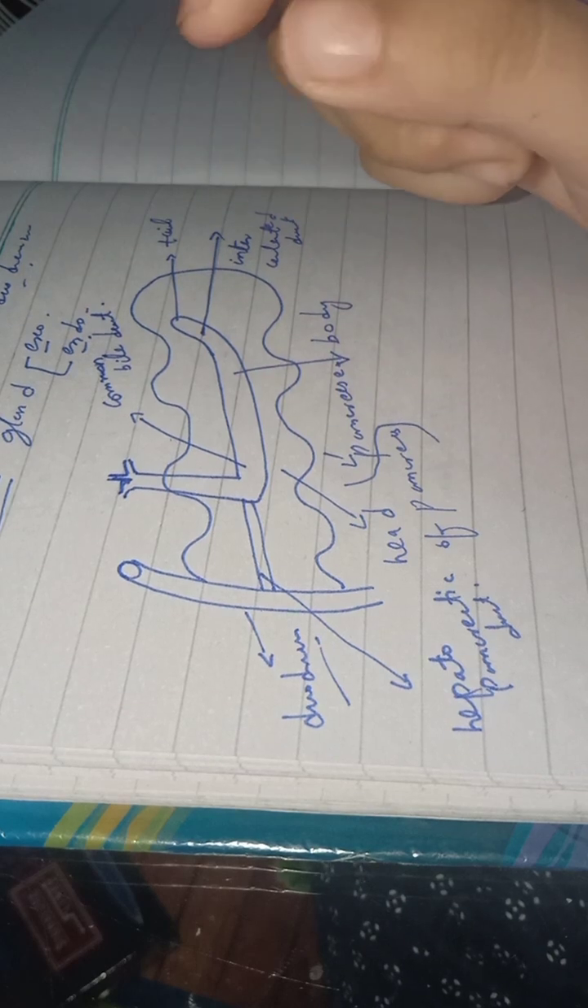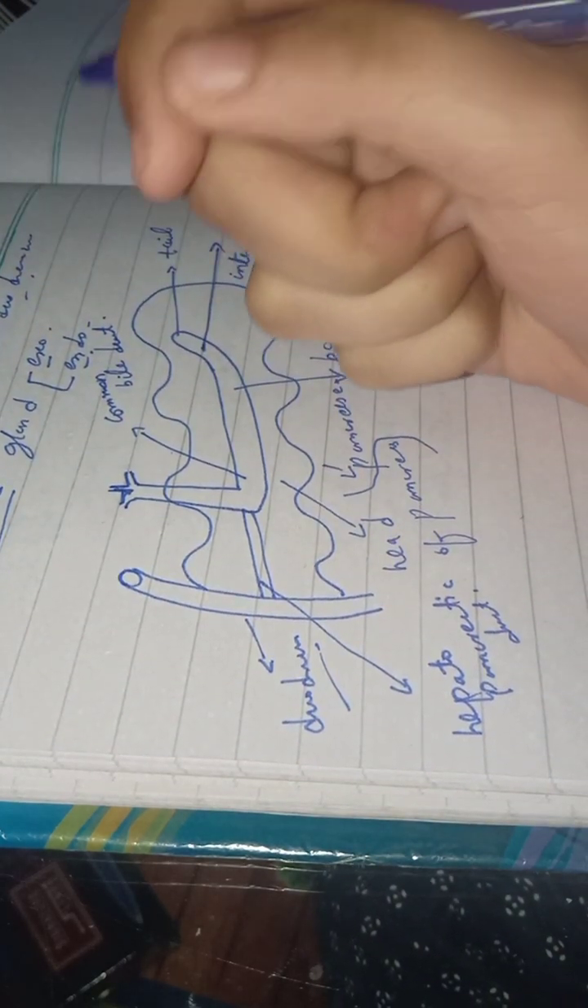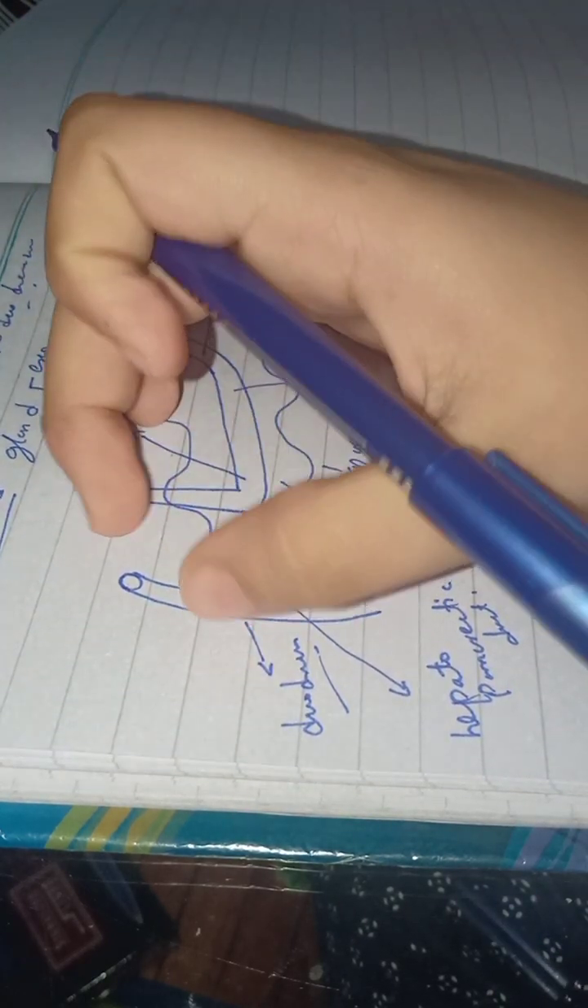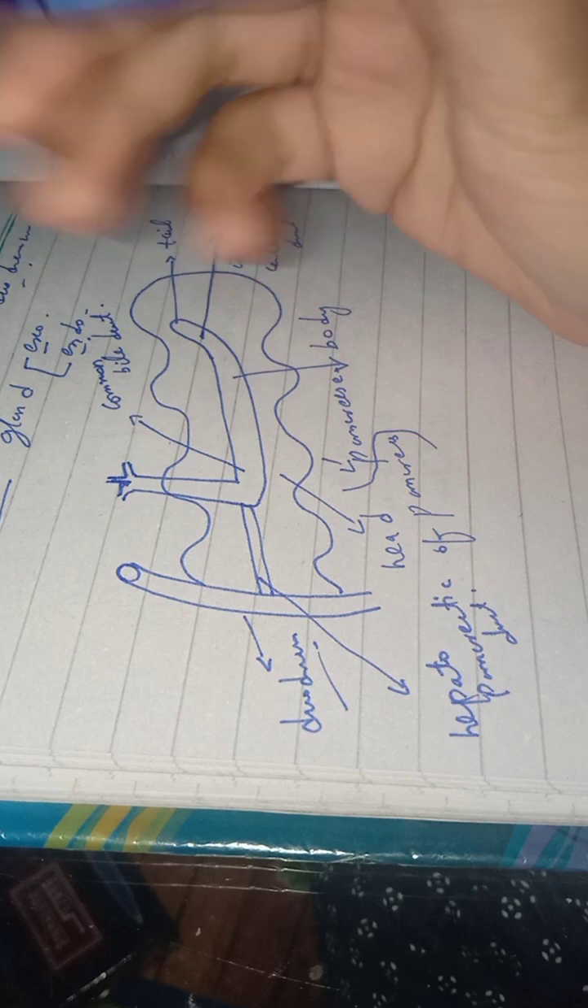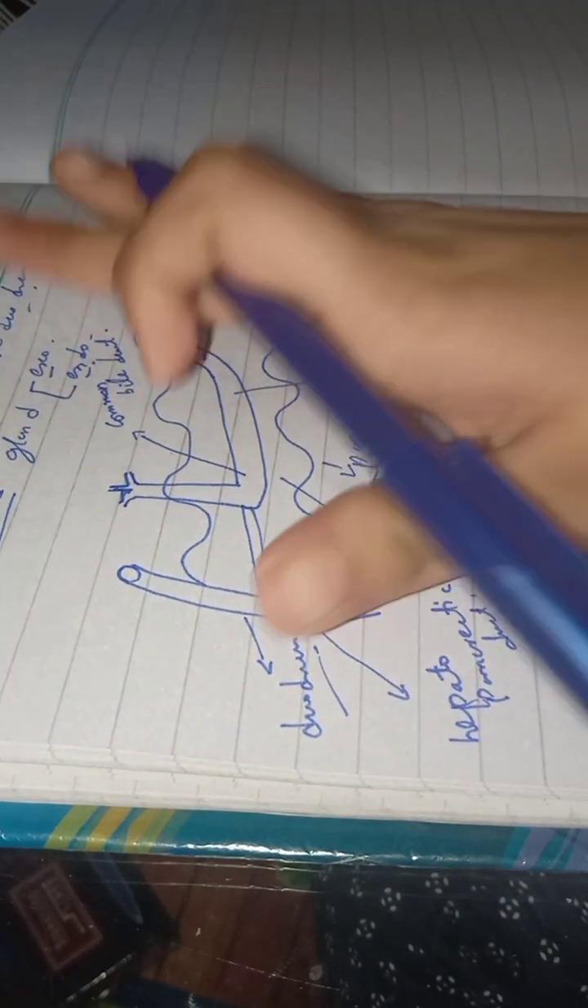Common bile duct. As we all know, bile is formed in the liver and the bile is stored in the pancreas. So this is the common bile duct from where the bile is coming. So that was the structure of the pancreas.